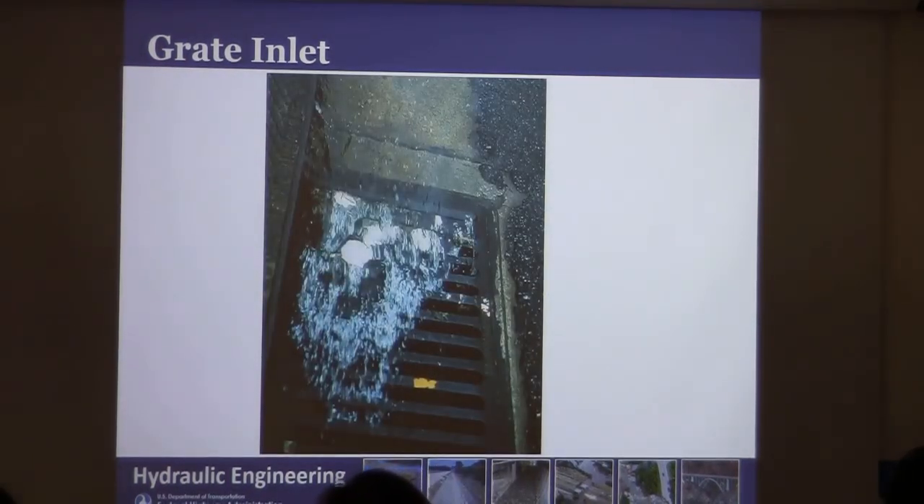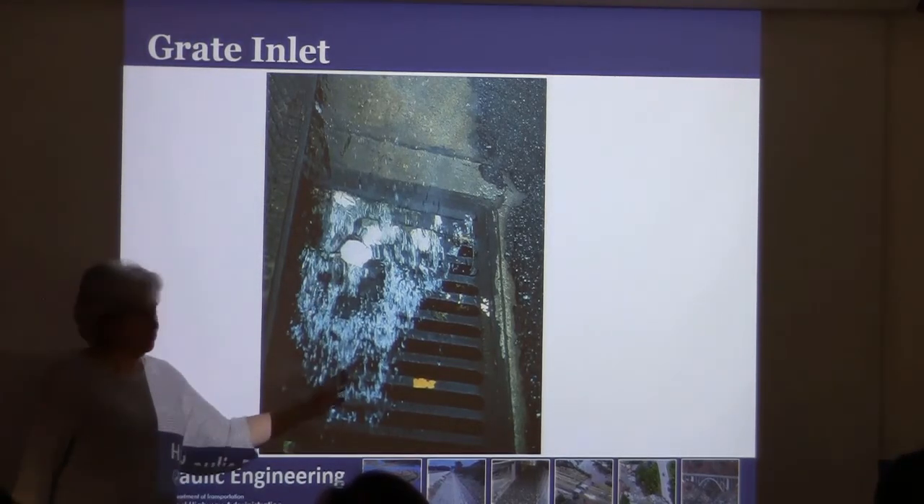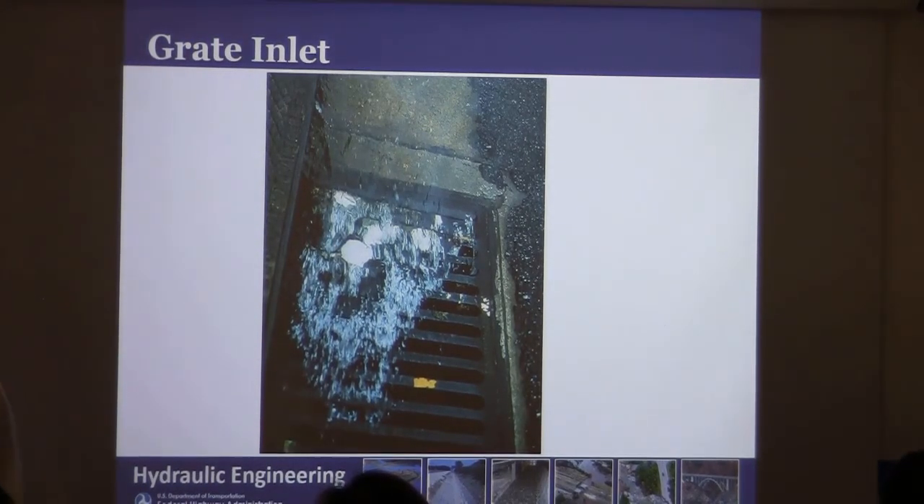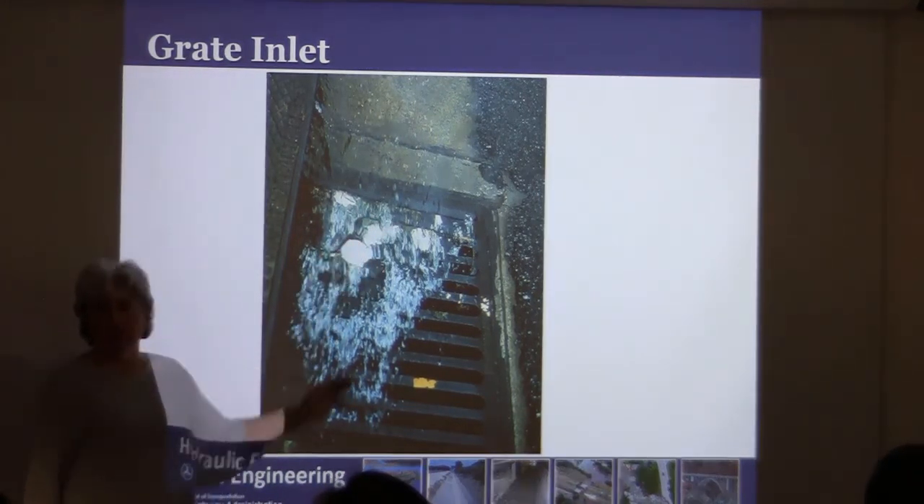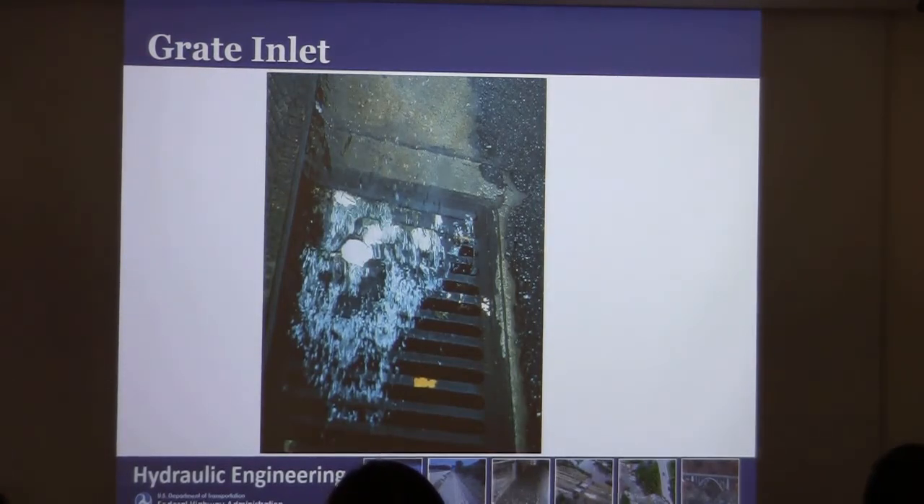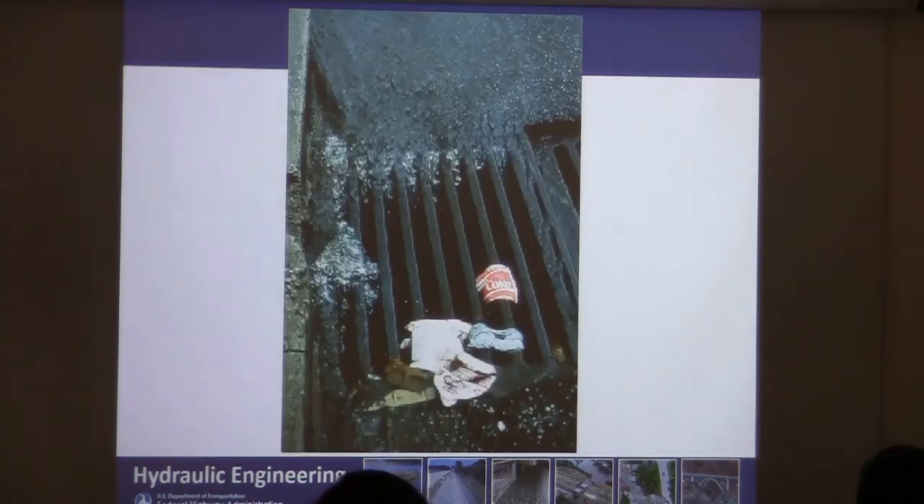So here's a grate inlet with the bars perpendicular to the flow. And what do you notice about this? It's not very effective. Just less velocity problem. And notice all this debris is at the upstream side of the grate. So is that going to add to your efficiency? No. It's blocking it off, and you have a lot of splash over. So it's not a great way to put your grate in.